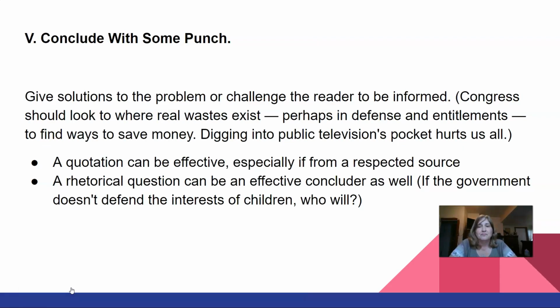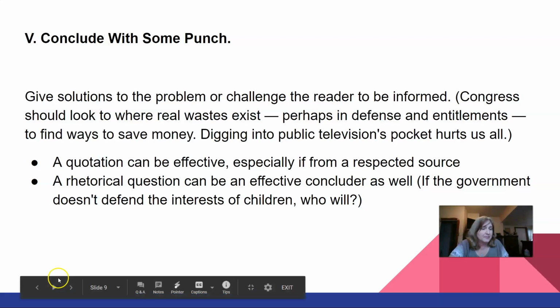Conclusion. Punch it up. Really challenge, it says give solutions to the problem or challenge the reader to be informed. Here's their example. Congress should look where real wastes exist, perhaps in defense and entitlements, to find ways to save money. Digging into public television's pockets hurt us all. So they just said, hey, let's find another solution. Or end with a rhetorical question, a question that doesn't require an answer, like, if the government doesn't defend the interests of children, who will? Okay, so you want to leave your paper with something that everyone can think about a little bit, and don't close it. Editorials often stay kind of open-ended because you're trying to convince folks that there's more to do. Okay, so think about that.